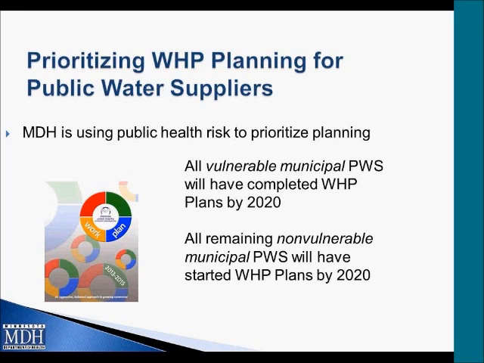Public health risk is the primary criteria that MDH uses to prioritize new planning projects. Right now, our concentration is on vulnerable municipal public water supply systems with a goal that all those systems will have plans that will be approved by 2020. Secondly, all remaining non-vulnerable municipal public water supply plans will have started wellhead protection planning by the year 2020 and be somewhere along the road to having a final plan approved and then implemented by the year 2020.